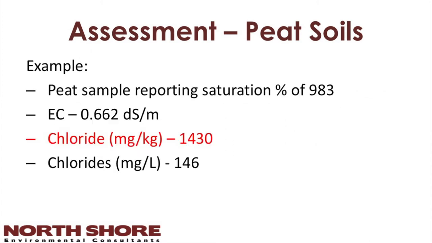Here's another example from a site we actually just finished working on. We collected a peat sample from an excavation wall. It's the middle of January, we couldn't collect water, so we were stuck sampling peat. Had a saturation percentage of about 983. EC was reported at 0.662, no problem according to the Tier 1 guidelines. However, the milligrams per kilogram reported result for chloride was 1430.